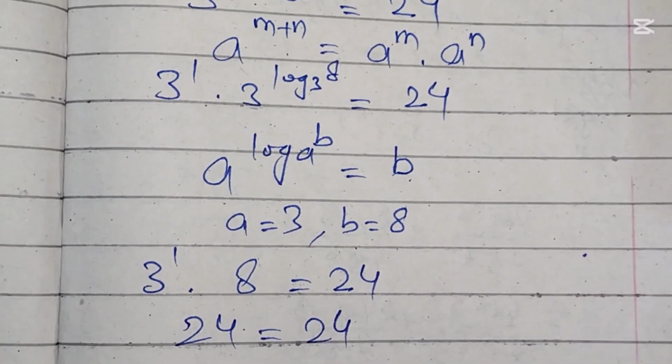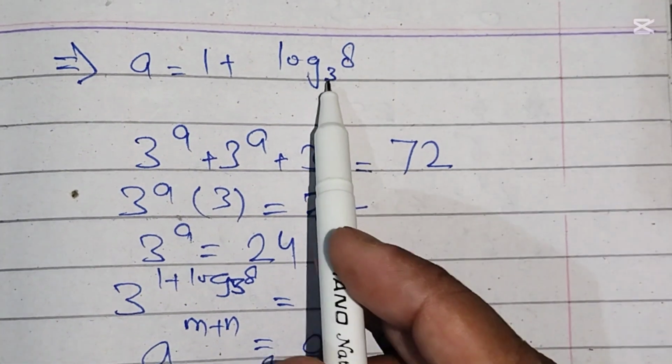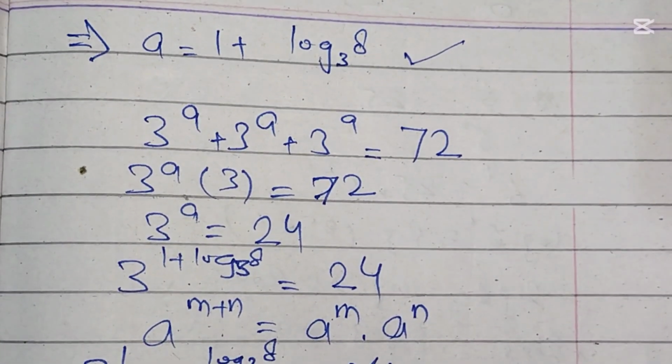It means that the value of a, 1 plus log of 8 with the base 3, is correct, with the left hand side equal to the right hand side.